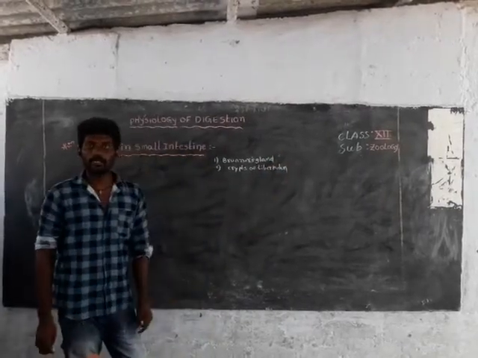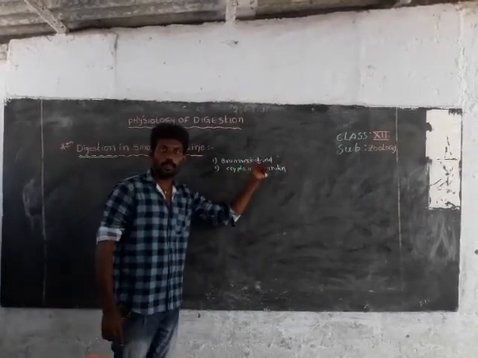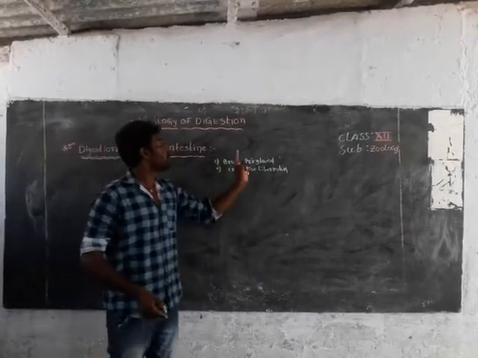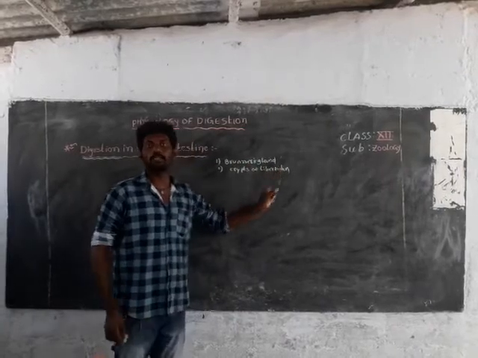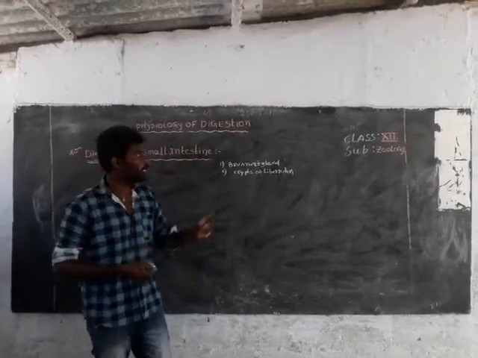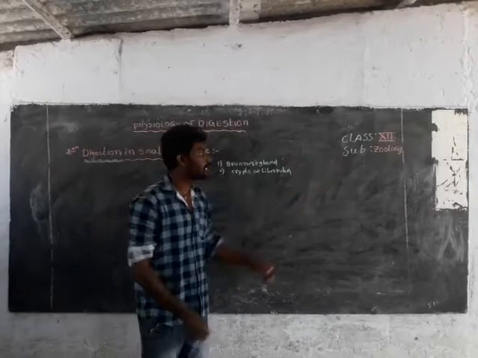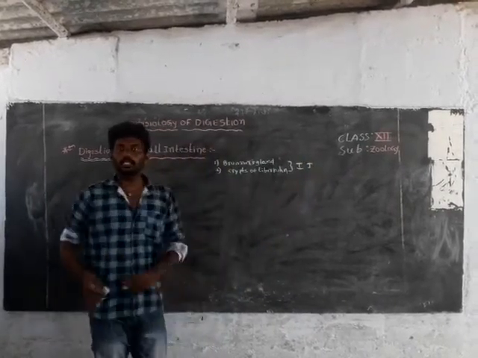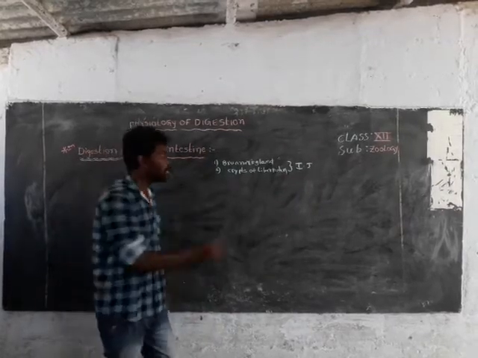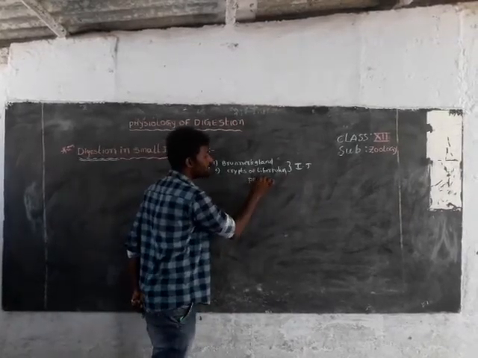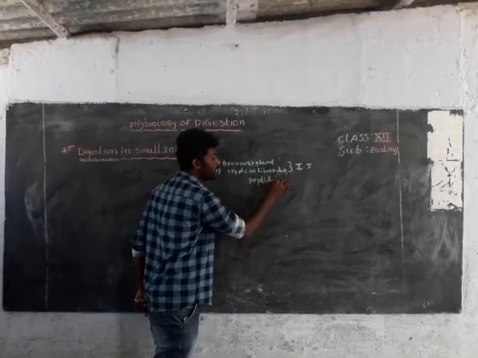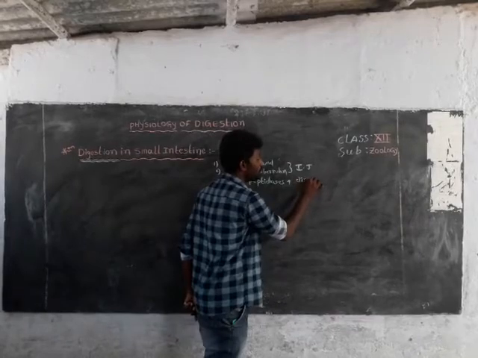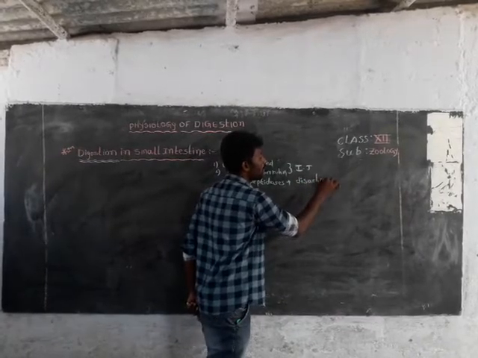The intestinal glands consist of two types of glands: Brunner's gland and the crypts of Lieberkühn. Both of these glands secrete the intestinal juice. The intestinal juice consists of peptidases and disaccharides.